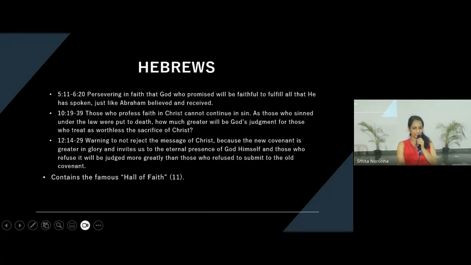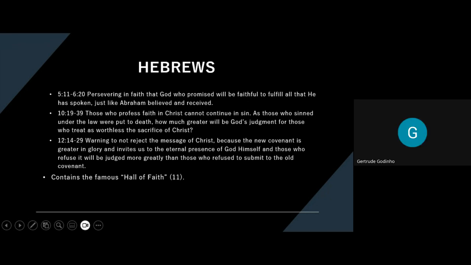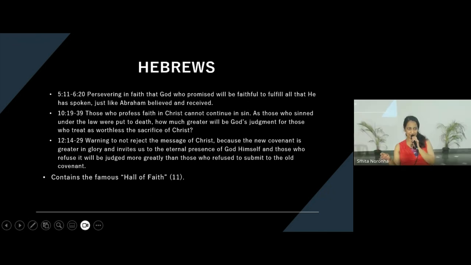Then 5:11 to 6:20 encourages them to persevere in faith because God is a God who fulfills his promises and uses the example of Abraham. So whenever we see these warnings, what is happening is it's giving them some warning or some encouragement and then comparing it to a story from the Old Testament. So the first one we saw was the covenant that came from the old covenant came through angels. The new covenant has come through Christ, who is greater than the angels.